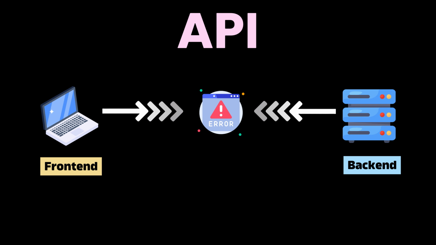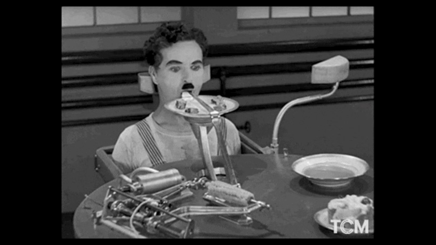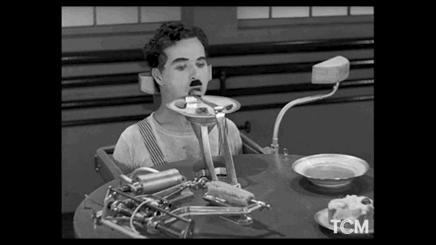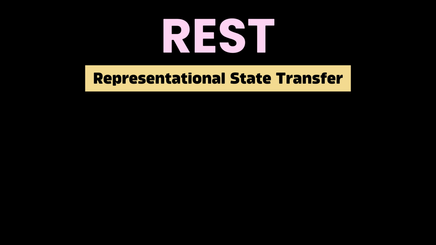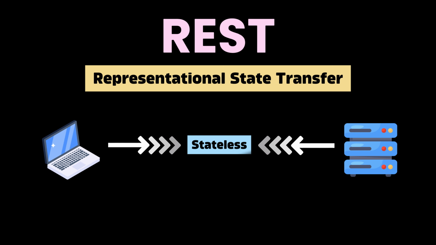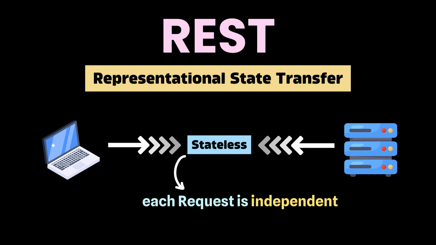Once an API exists, an important decision is how it's designed overall. API design approaches help keep systems consistent, scalable, and easier to work with as applications grow. One of the most common design approaches is REST, Representational State Transfer. It is built around a stateless communication model where each request is independent and contains all the information needed to process it. This makes REST flexible and scalable.